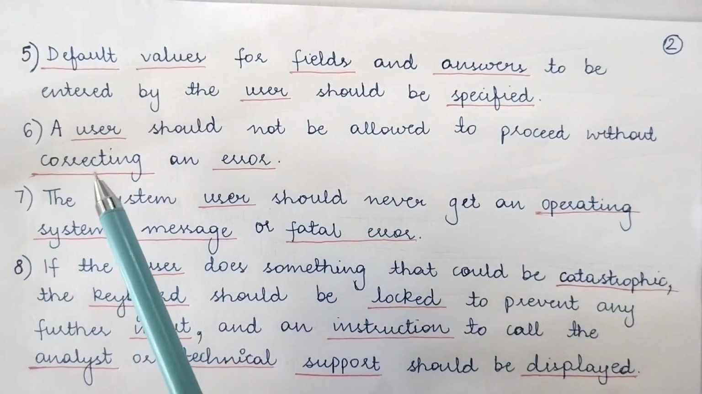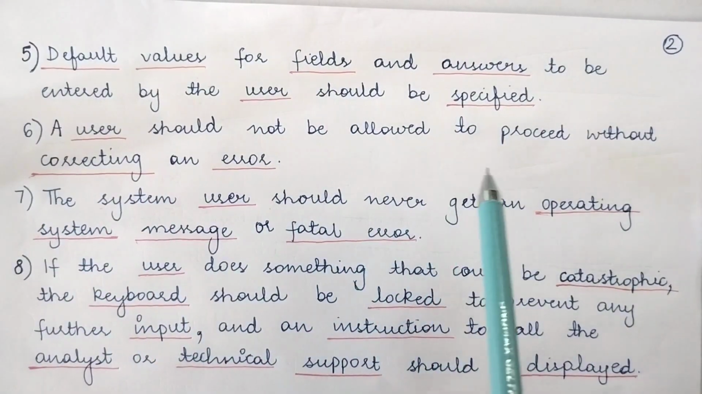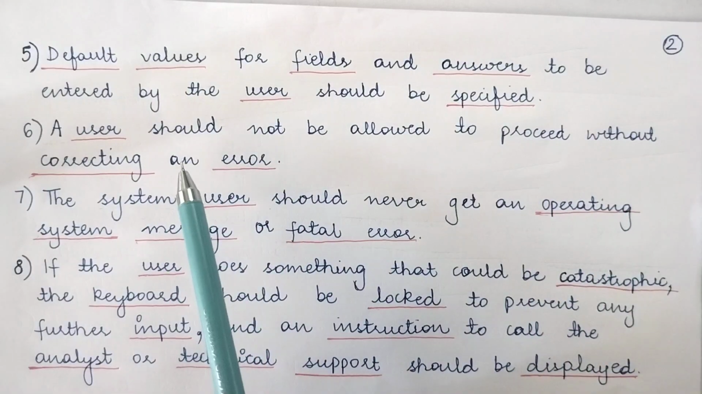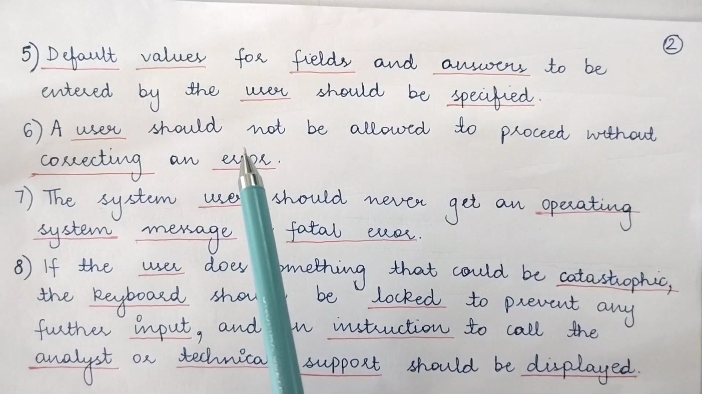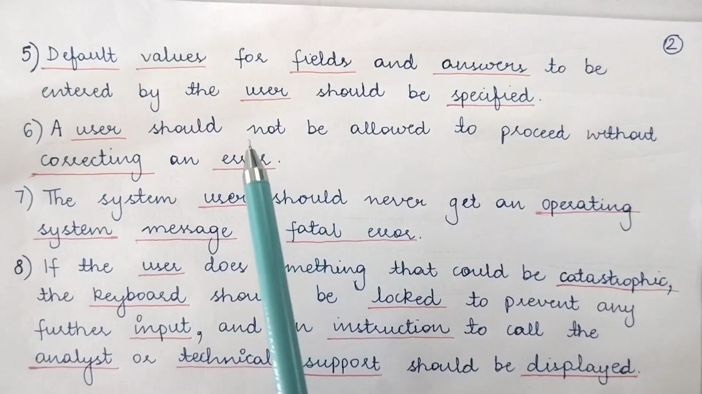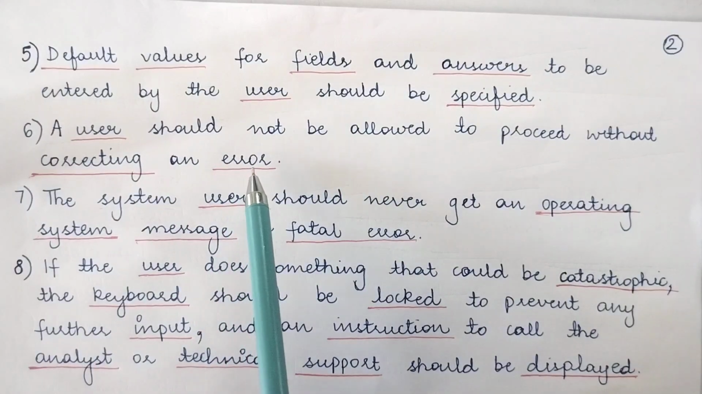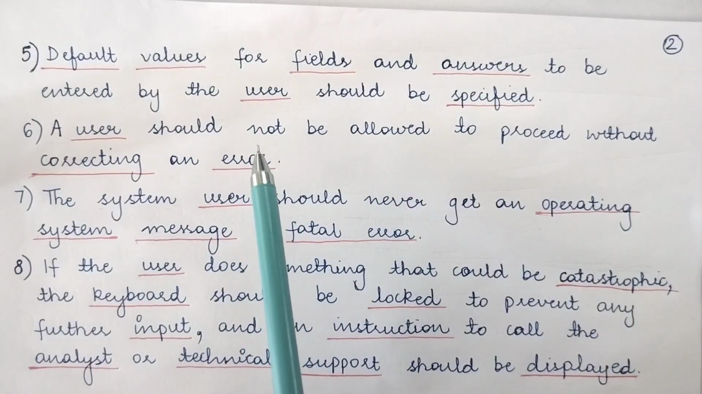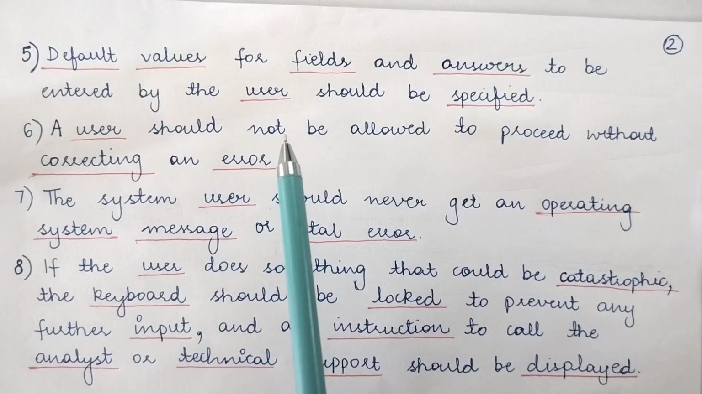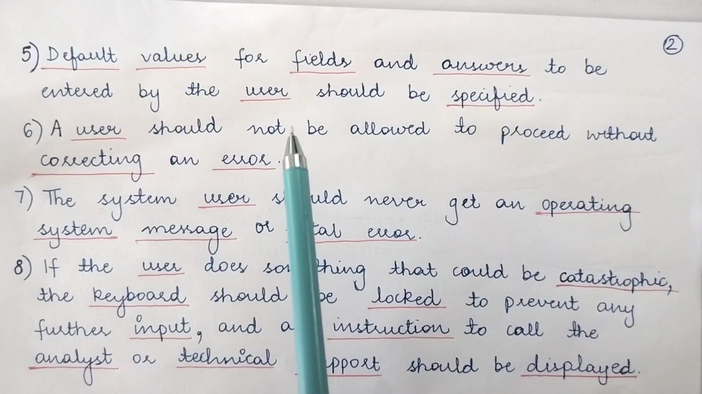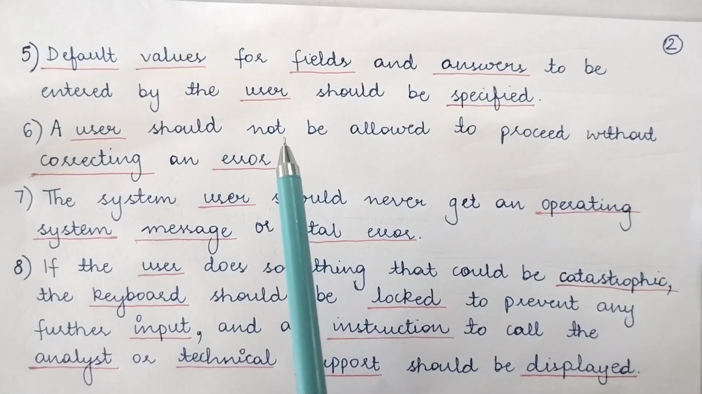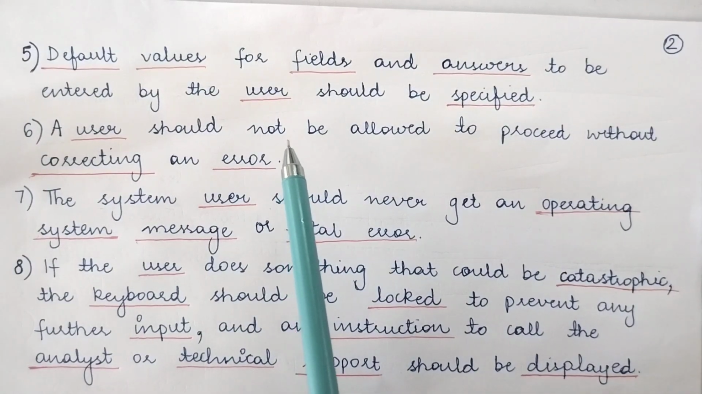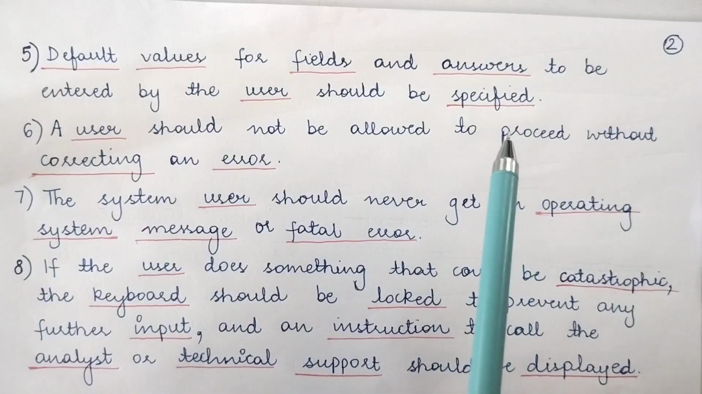The sixth guideline says that a user should not be allowed to proceed without correcting an error. Just in case a user has entered a wrong value or a wrong answer into a field, he should not be allowed to proceed without correcting it. Many times you must have seen, while entering your phone number in a form, if you enter a number which is greater than 10 digits or less than 10 digits in India, then you are not allowed to proceed further. You cannot move on to the next field. So this is what should be done.